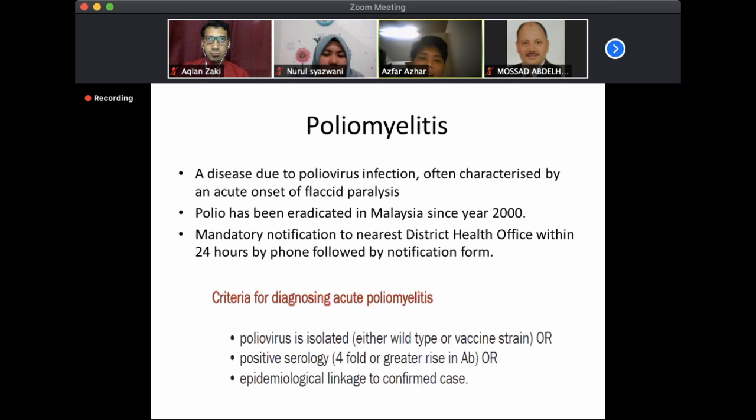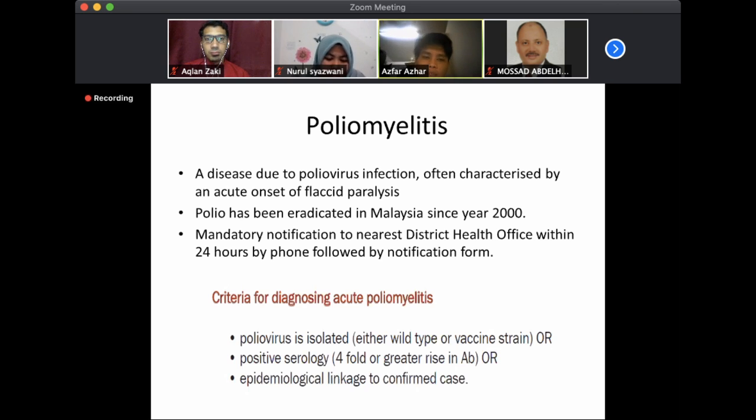Polio has been eradicated in Malaysia since year 2000, but it is a mandatory notification to the nearest district health officer within 24 hours by phone, followed by a notification form. Even though it is eradicated, the effort must be continued. So that's why in AFP, consider poliomyelitis.